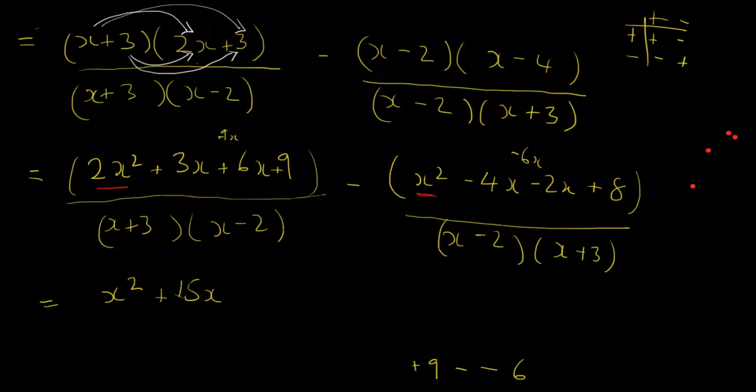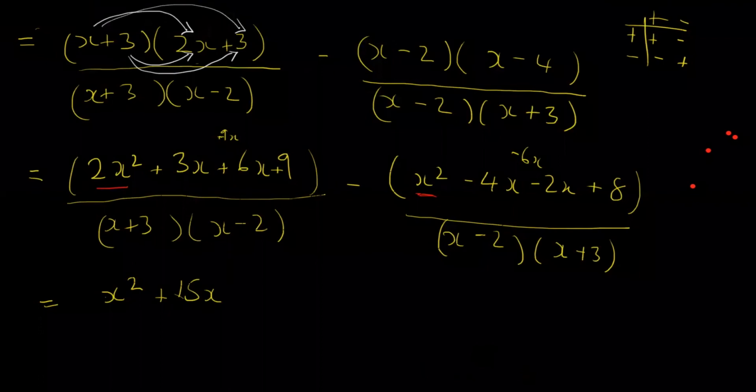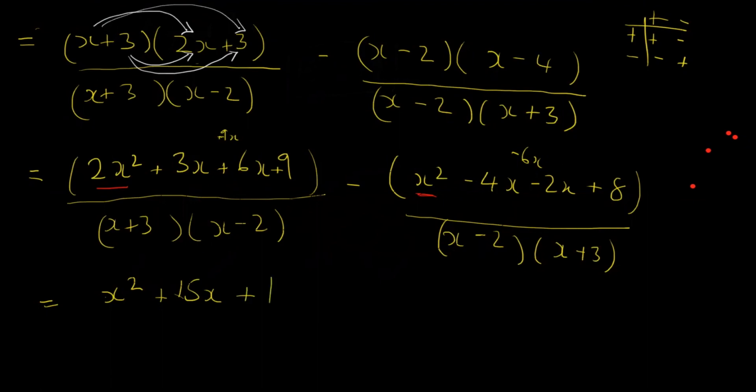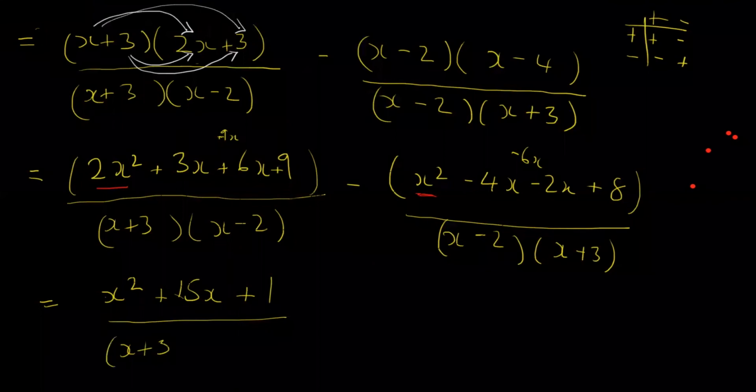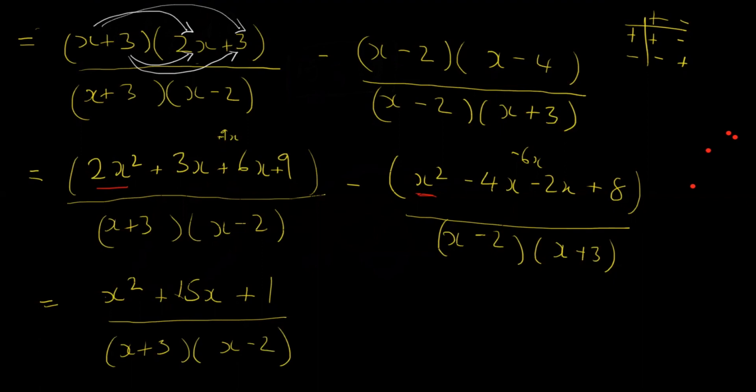So well done, you got this far. We're nearly there. And what's 9 minus 8, please? Plus 1. That's your answer. This is the most difficult question type that I could create from the AQA exam board. If you follow this, you will not have any problems with any further questions.